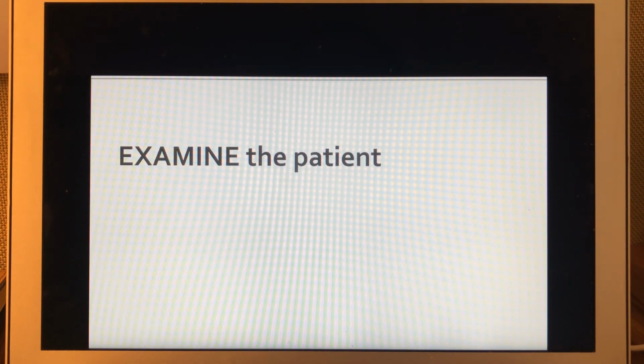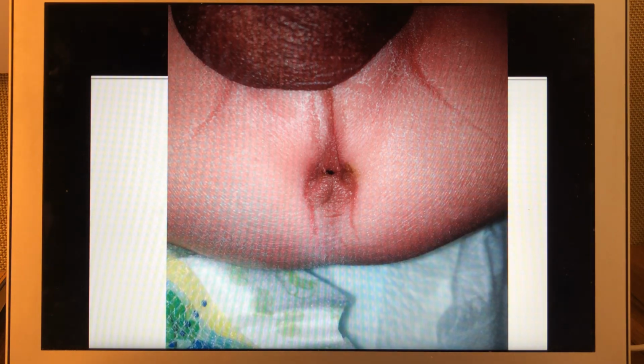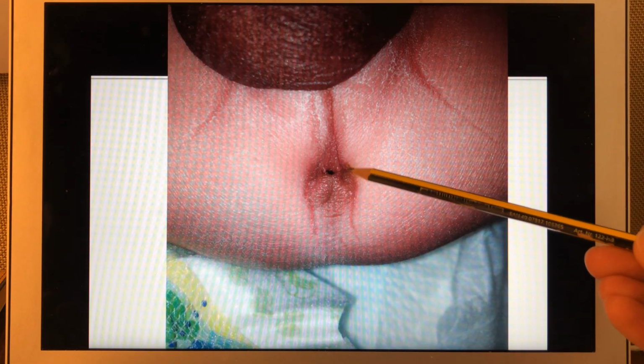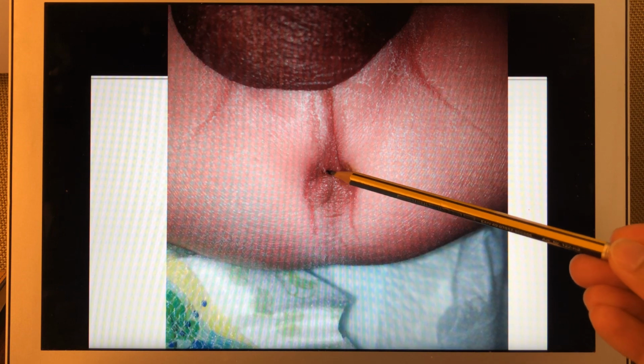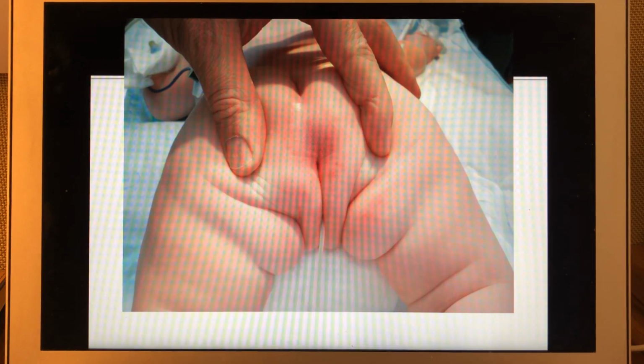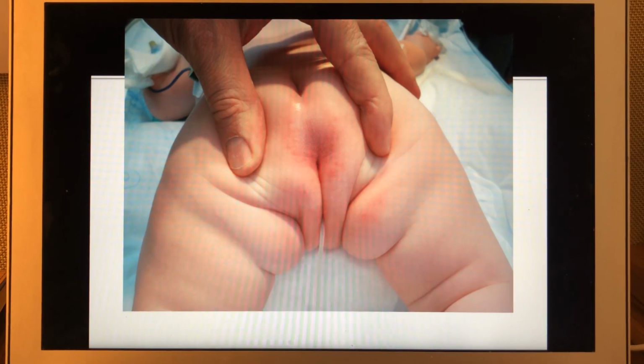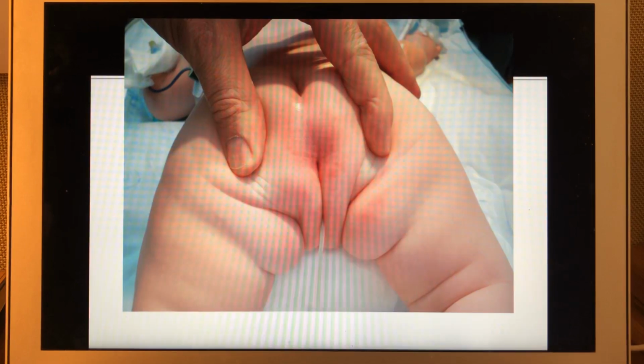What to do next? You go and examine the patient. When you examine the patient, the baby has an abnormal anus with a small, almost pinhole opening in the perineum. This is suggestive of imperforate anus with a rectoperineal fistula, and this is the reason why the baby has abdominal distension, because he's not able to pass normal bowel movements and deflate his colon. So it's very important to examine the baby completely.